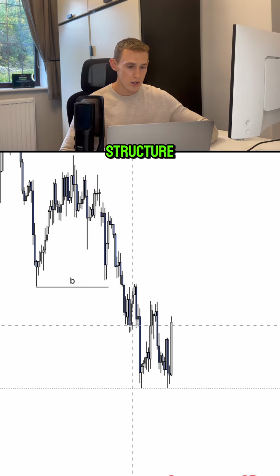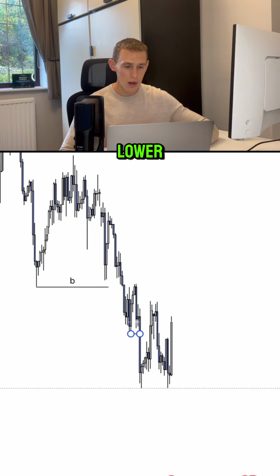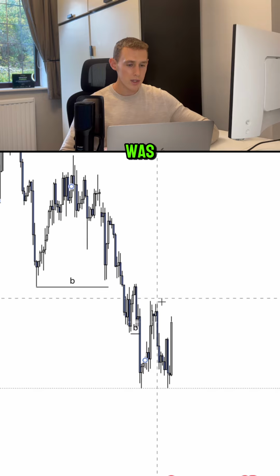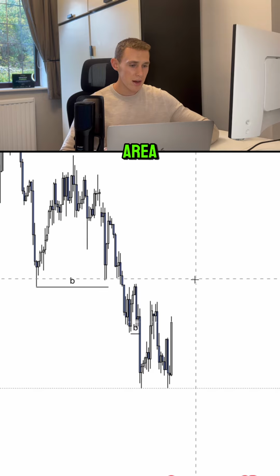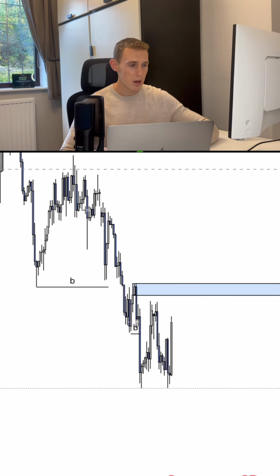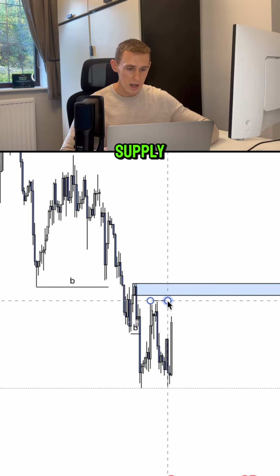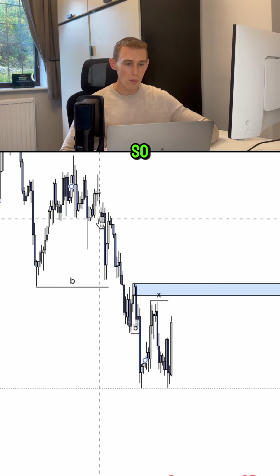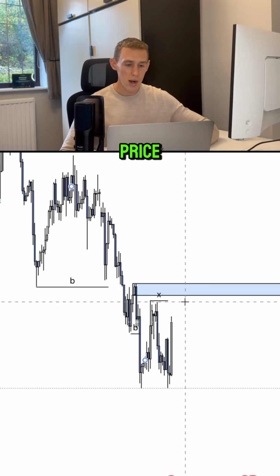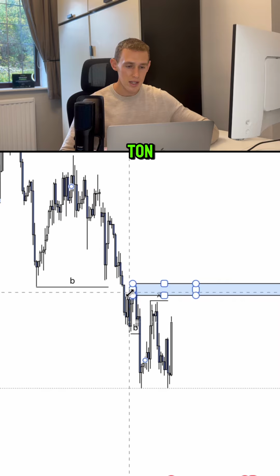textbook bearish market structure. It was creating lower lows and lower highs, right? And what I saw here was that price had induced this area of 4-hour supply. We had some liquidity resting just below the supply right here, okay? So when I saw this, I was anticipating price to take out this liquidity into the supply.